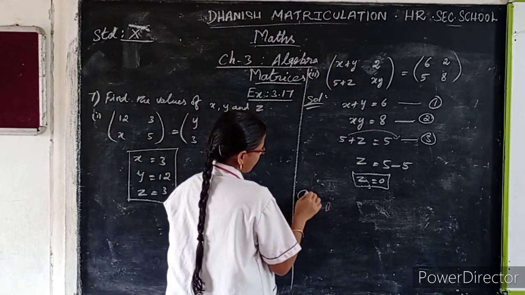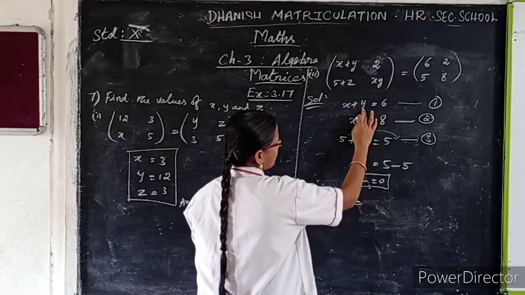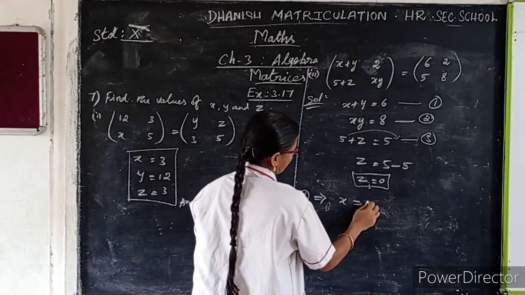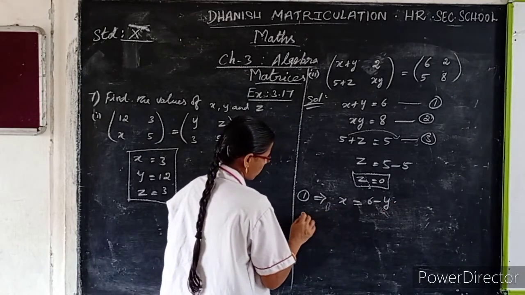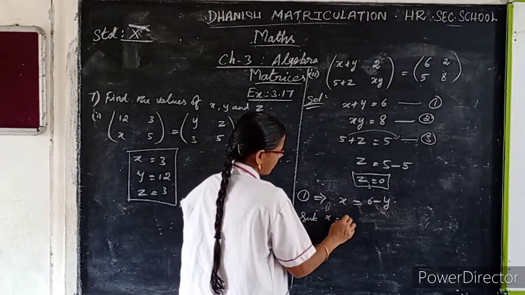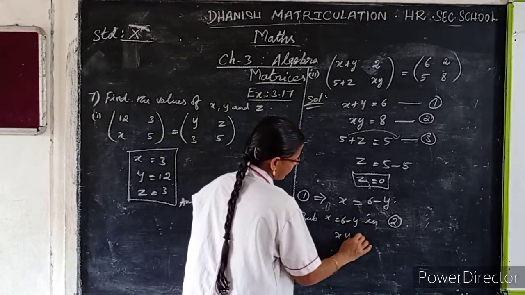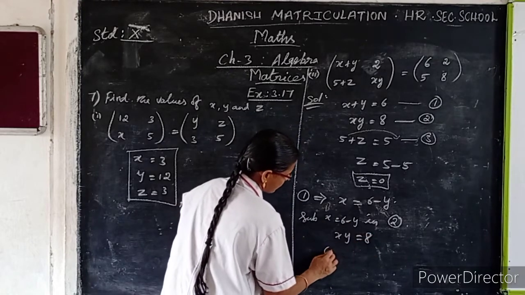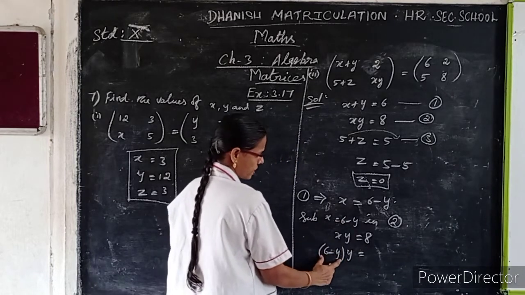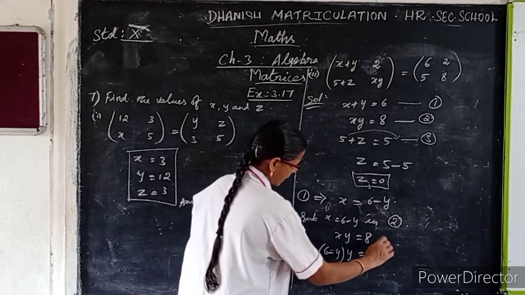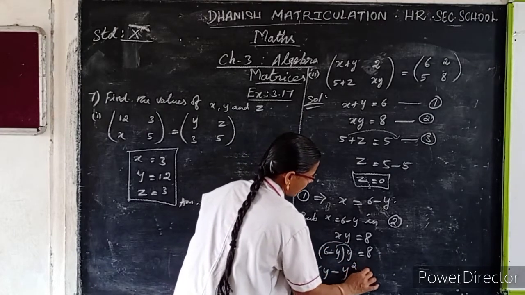From the first equation, x is equal to, transfer y, 6 minus y. Substitute x is equal to 6 minus y in the second equation. The second equation is x y is equal to 8. X is 6 minus y. So we substitute: y into 6 minus y equal to 8. Now multiply: 6y minus y square equal to 8.